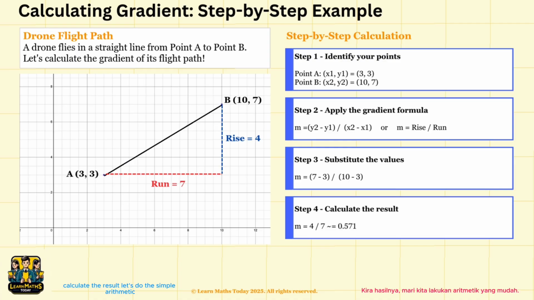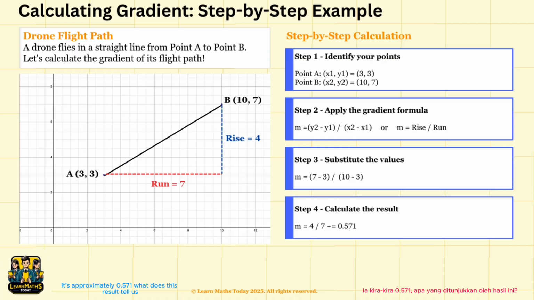Step 4. Calculate the result. Let's do the simple arithmetic. 7 minus 3 gives us 4. 10 minus 3 gives us 7. So the gradient m is 4 over 7. If you convert that to a decimal, it's approximately 0.571.